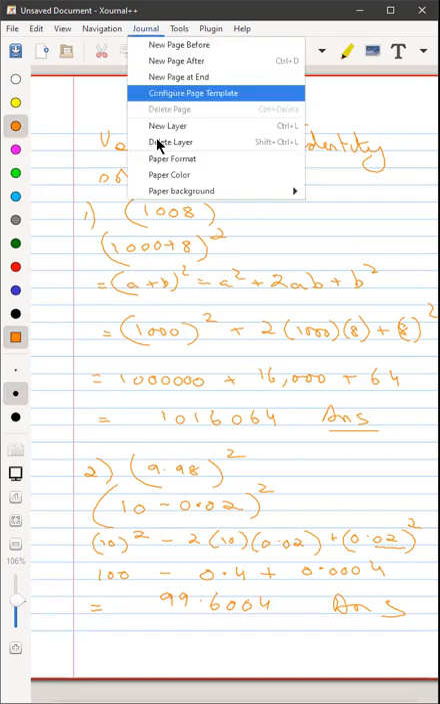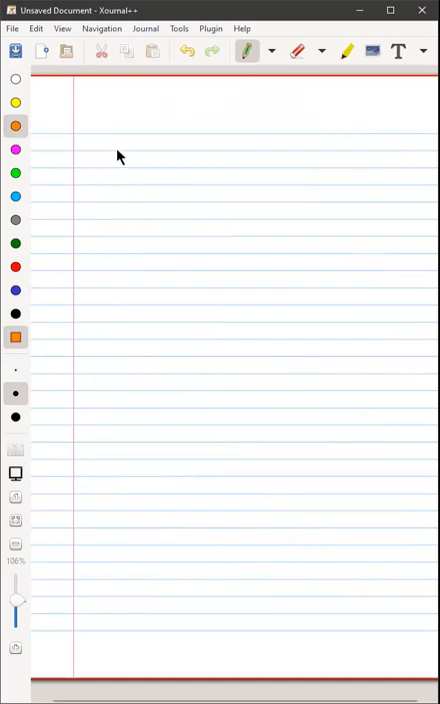Okay, let's do another question then. Evaluate 4a plus 3b, the whole thing squared, minus 4a minus 3b, the whole thing squared, plus 48ab.